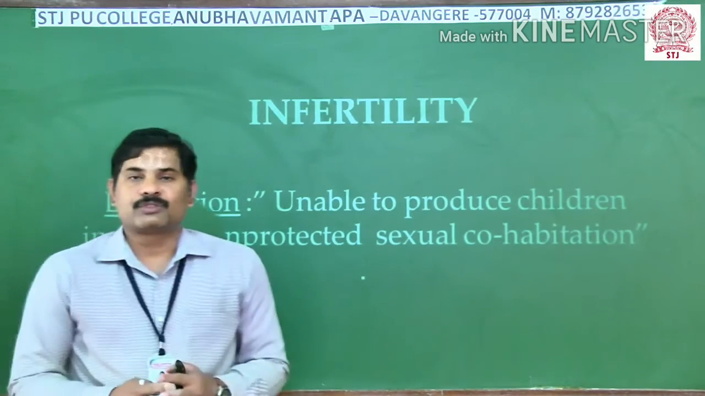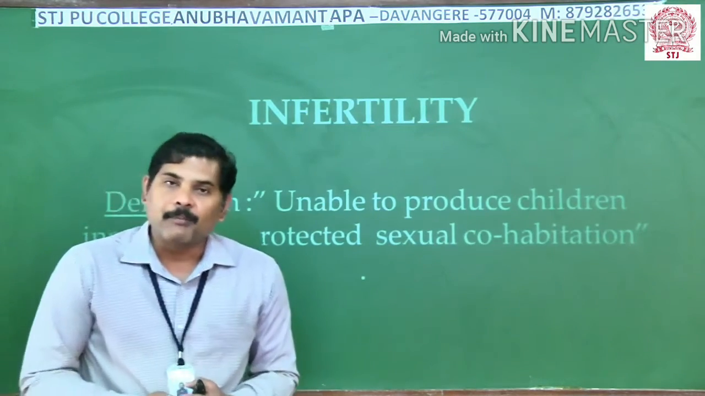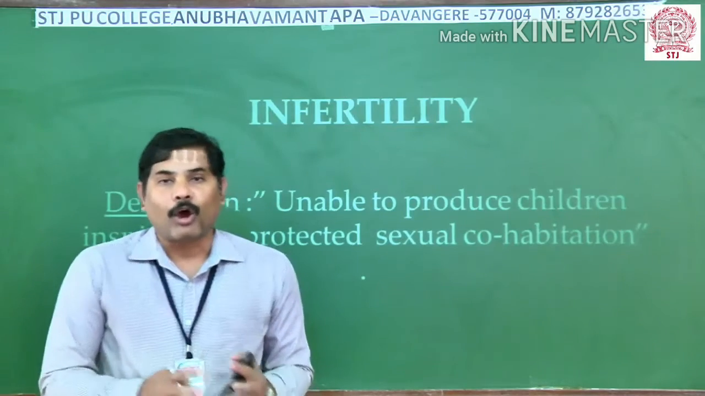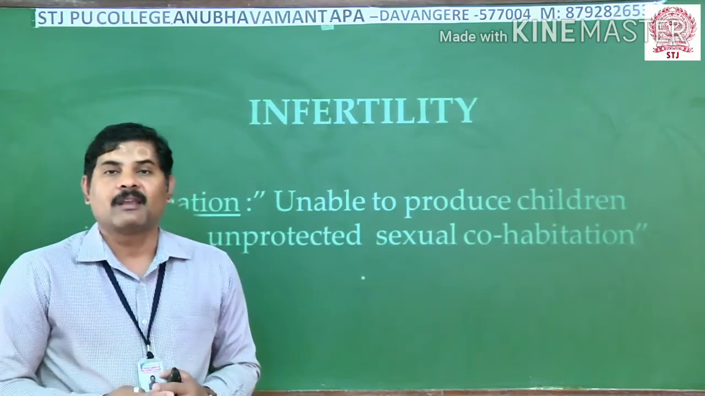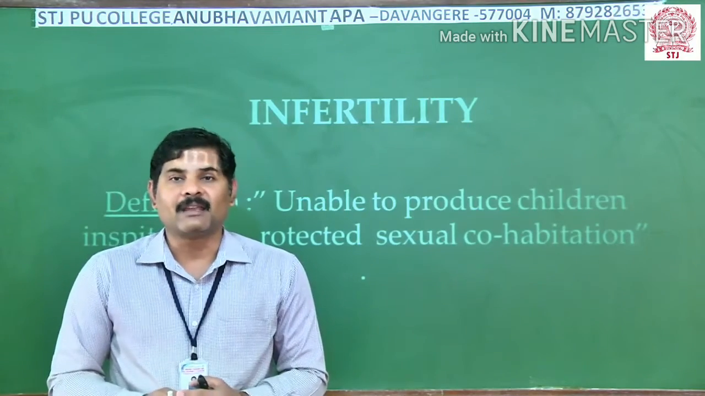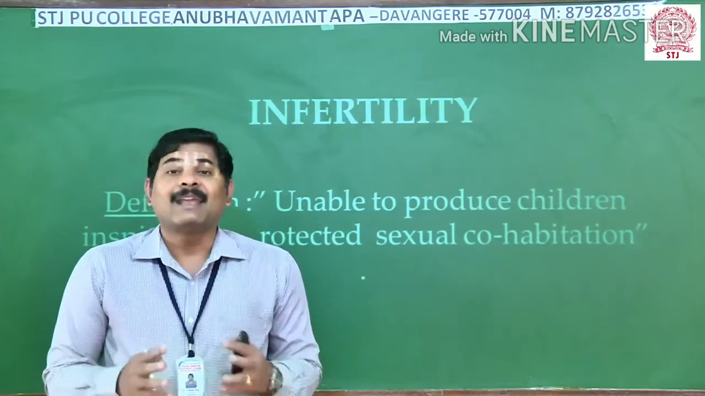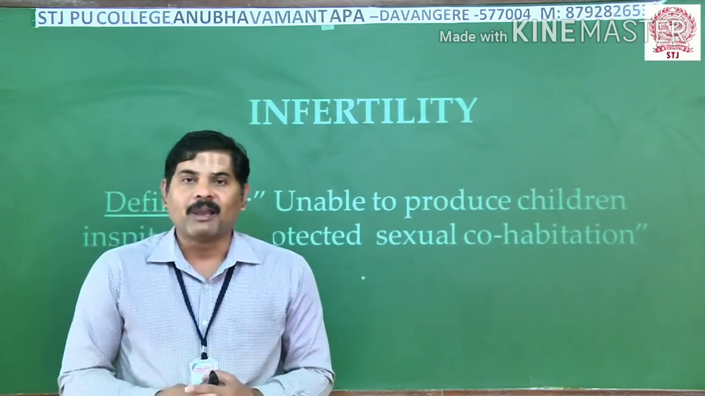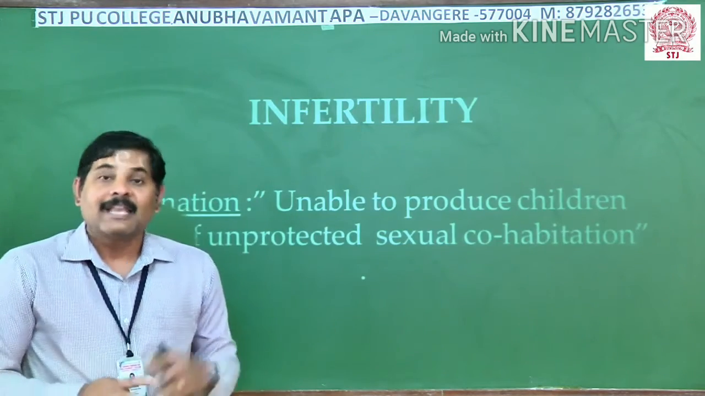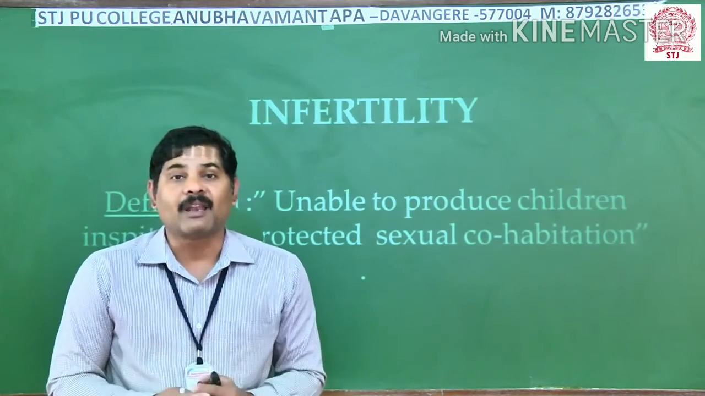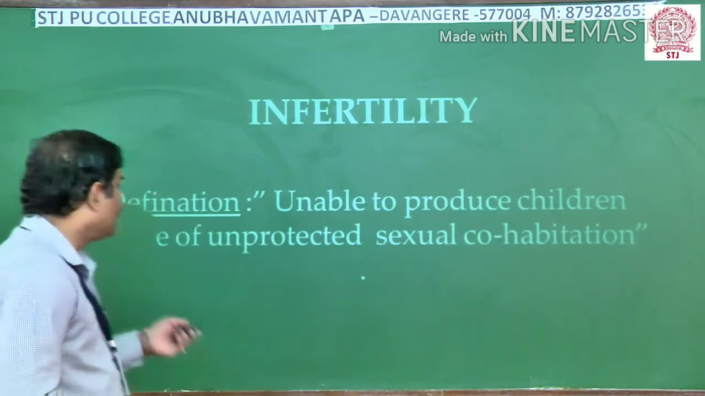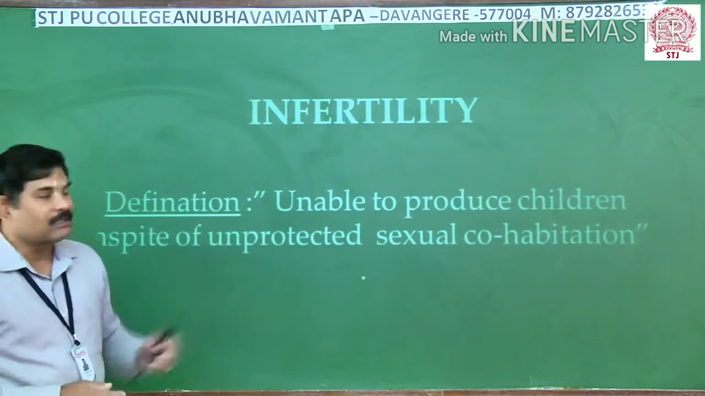Now coming to the definition of infertility, see this one: the inability of a couple to produce children even after 1 or 2 years of unprotected sexual cohabitation is known as infertility. I remind you once again, inability of a couple to produce children even after 1 or 2 years of unprotected sexual cohabitation is defined as infertility, that you can see in this definition.